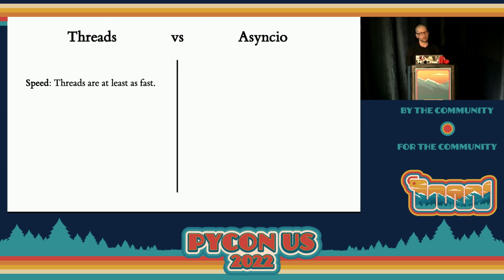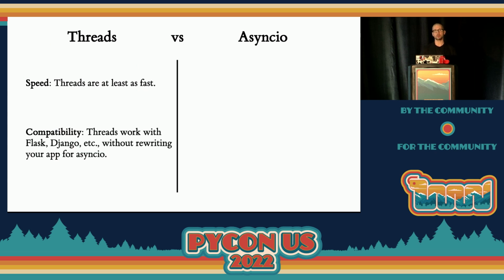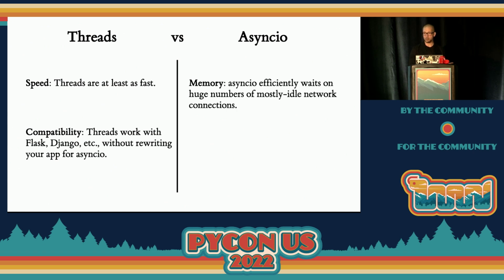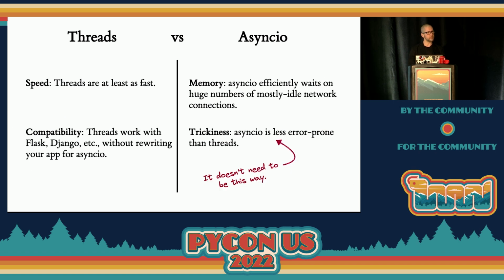So in summary, speed. Threads are at least as fast. Compatibility. Threads work with Flask, Django, without rewriting your app for async IO. Memory, async IO efficiently waits on huge numbers of mostly idle network connections. And trickiness. Async IO is less error-prone than threads. But my point is that it doesn't need to be this way.